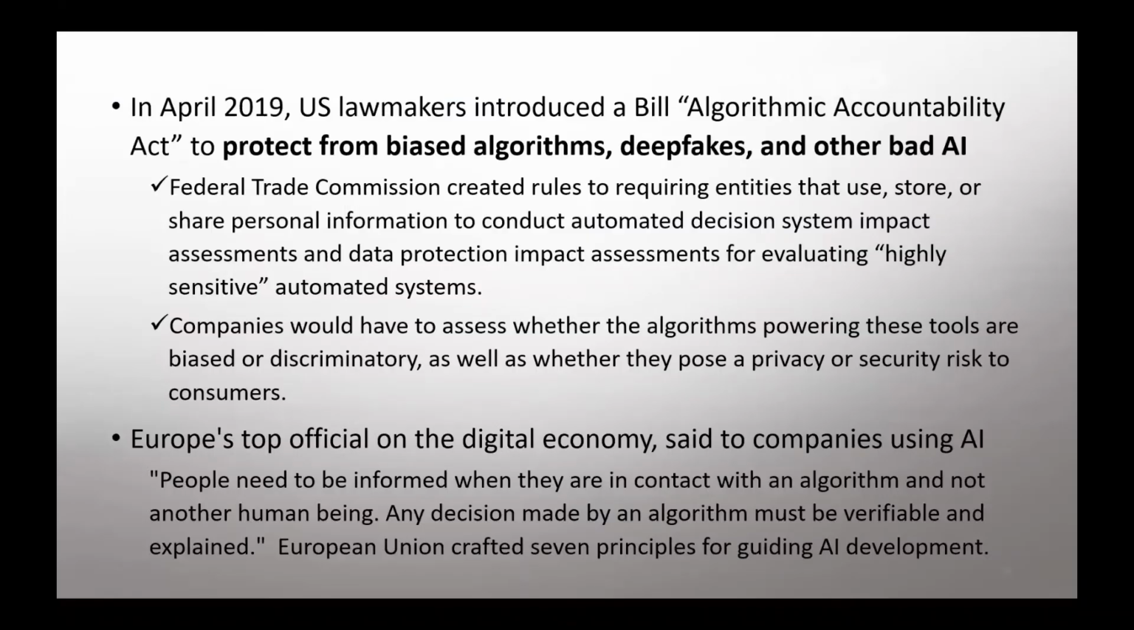So moving forward, some regulations are coming. In April 2019, US lawmakers introduced a bill called the Algorithmic Accountability Act to protect from biased algorithms, deepfakes, and other bad AIs. The Federal Trade Commission created rules requiring entities that use, store, or share personal information to conduct automated decision system impact assessments and data protection impact assessments for evaluation of highly sensitive automated systems.